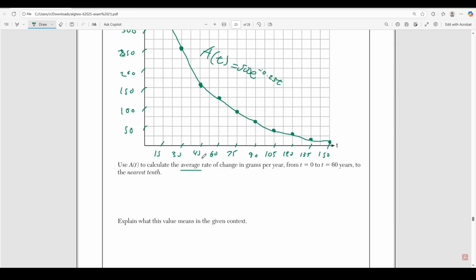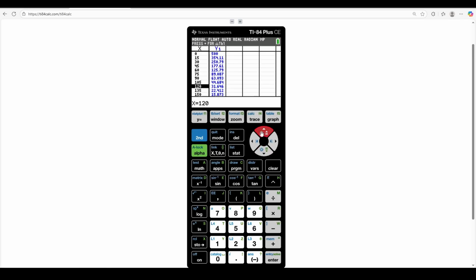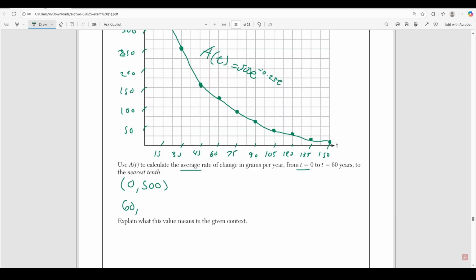So the average rate of change is the slope between 2 points. The first point is t equals 0. Remember, t is my x. So the first point is 0 comma 500, and the second point is going to be 60 comma whatever it is at that point. Over here my table says that it's equal to 125.79 at 60. So the average rate of change is just the slope between these 2 points. We'll do 125.79 minus 500 over 60 minus 0.